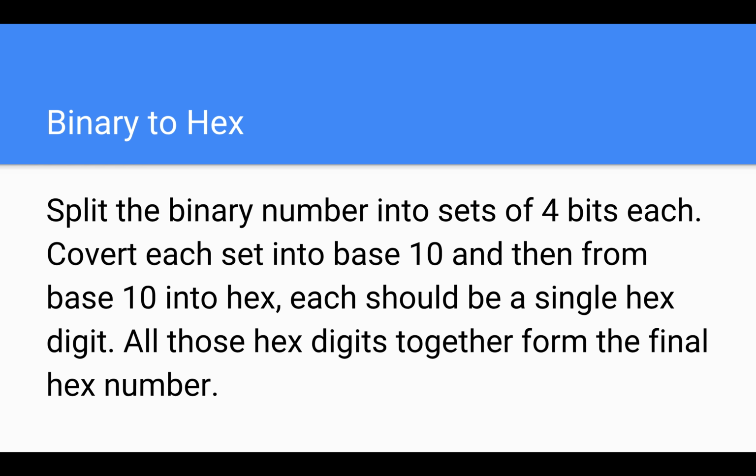Binary to hex. So for this, you're going to split the binary number into sets of 4 bits each, because 4 bits in binary is 1 digit in hex, and then convert each set into base 10, and then from base 10 into hex, and each should be a single hex digit, and all of those hex digits together will form the final hex number.